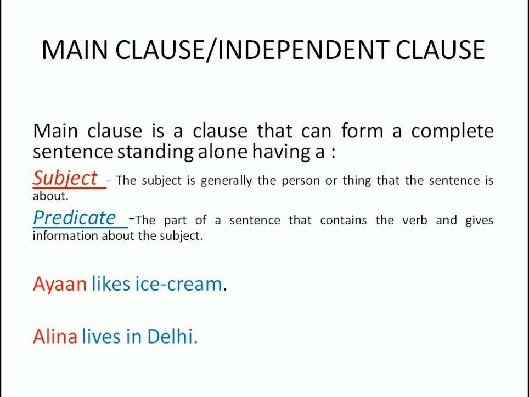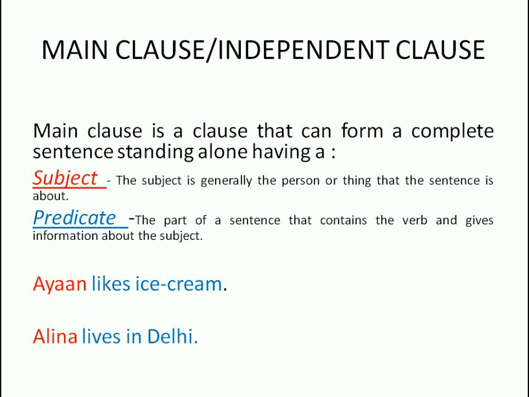In these sentences, Ayan likes ice cream and Alina lives in Delhi. Here in the first sentence, Ayan is the subject and the remaining part, likes ice cream, is the information about the subject. In the second sentence, Alina lives in Delhi. Alina is the subject, lives in Delhi is the information about the subject.